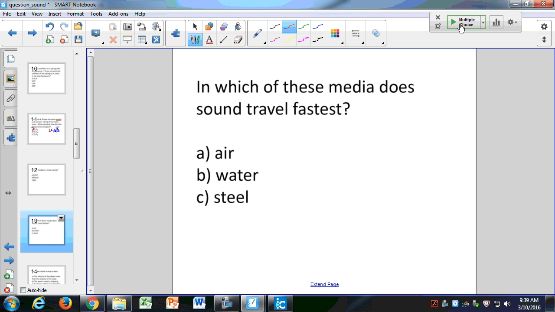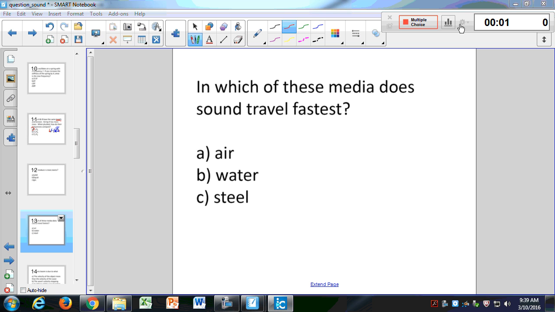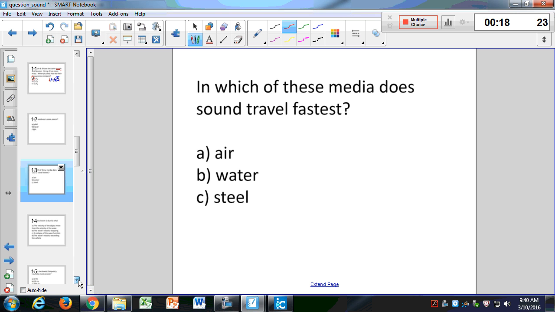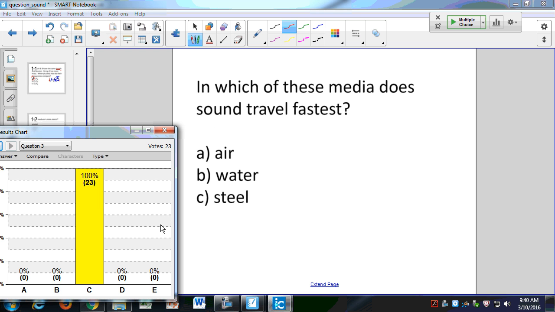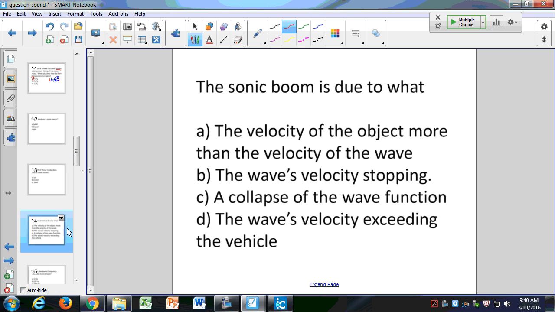In which of these media does sound travel fastest? All right, I'll stop at 20. Oh, awesome, so C is right. Steel travels fastest because it's the most elastic.